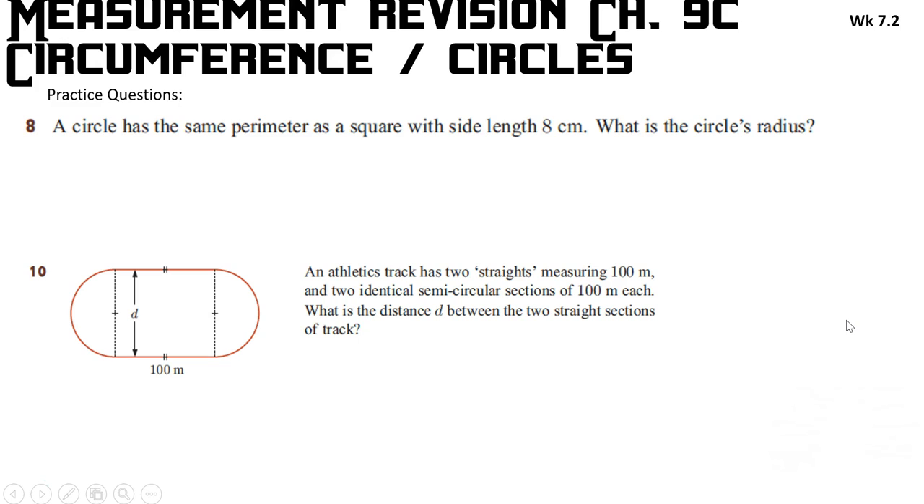Another worded problem, if we had a circle with the same perimeter as a square and the side lengths of 8 centimeters, what is its radius? And then we've got an athletic track. So think about the shapes this makes. This is basically a rectangle or a square, and we've got 2 half circles on either end which make a circle. And they tell us enough information to be able to calculate all of these pieces. Solutions below, again.